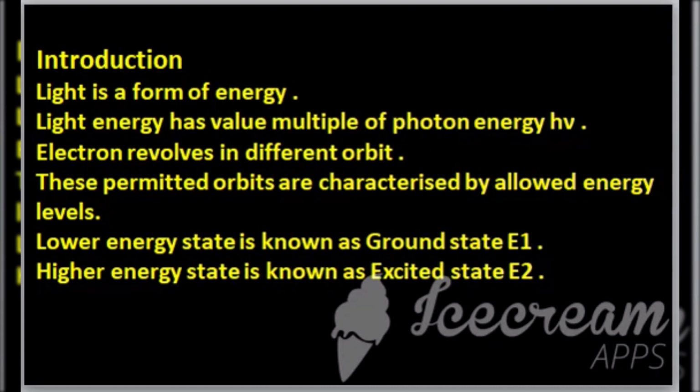Light is a form of energy. Light energy has value multiple of photon energy h nu. h is Planck's constant, nu be the frequency of light. One more thing, electron revolves in different orbit. These permitted orbits are characterized by allowed energy levels. Lower energy state is known as ground state, denoted with E1. Higher energy state is known as excited state, denoted with E2.